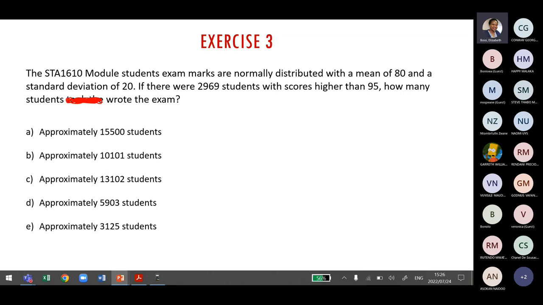So there are two ways of answering this question. I will show you both ways and you can decide which one you want to use if you get questions like this in the exam or test. The first way is the easy way of calculating it. Let's first find out what we are given. We're given the mean and the standard deviation. We are told that we have those who scored higher than, meaning greater than 95, which I'm going to call our Y values. And we are asked to find how many students wrote the exam, which means we're looking for N.